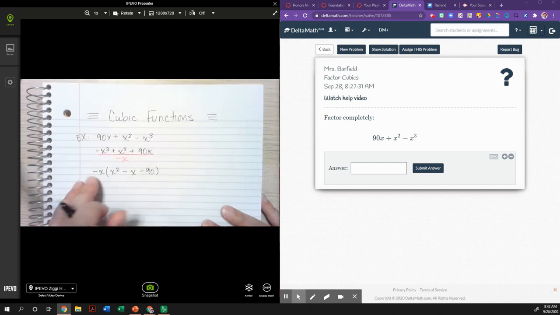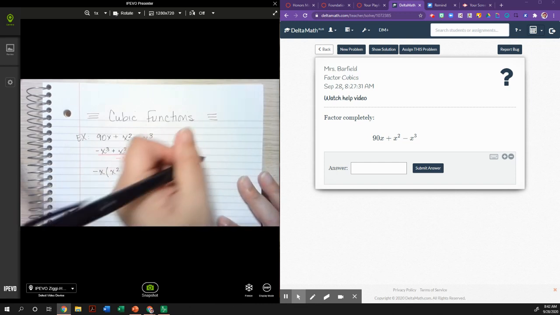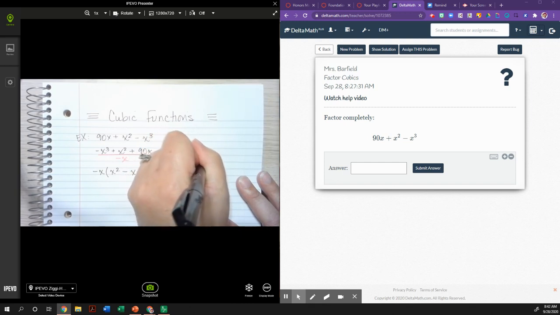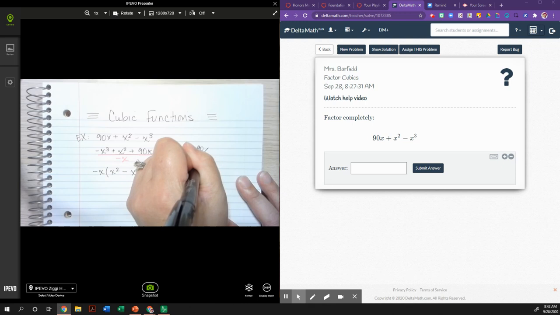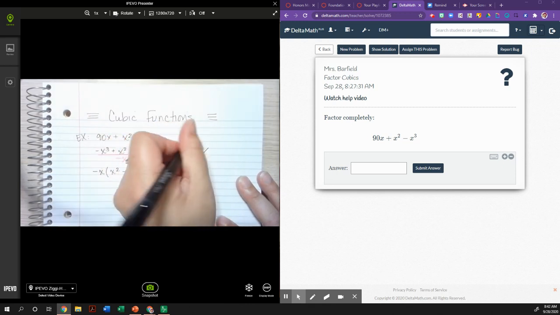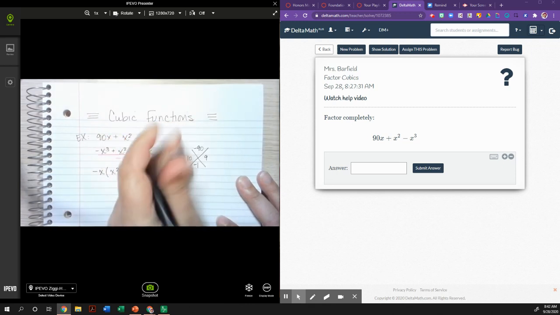All right, then once I have factored here, the direction said factor completely, and so that's my clue that I may be able to factor this again. There's a possibility that I cannot, but I have to make the attempt. So I'm going to use my X puzzle, negative 90 at the top, negative 1 at the bottom. And my factors would be 10 and 9.